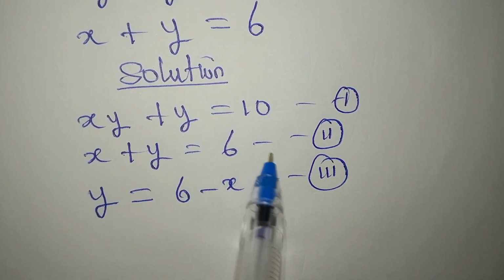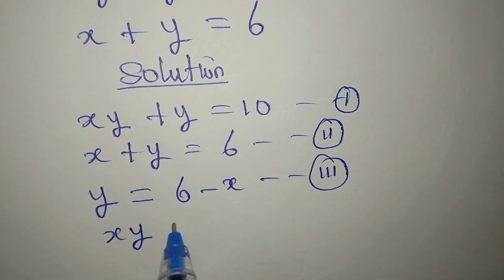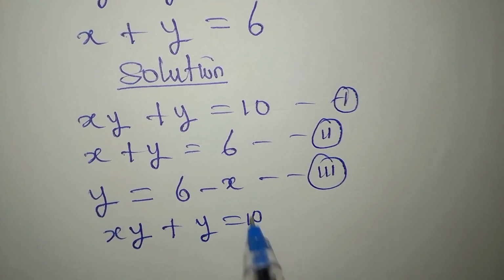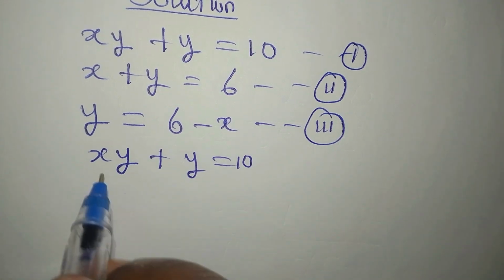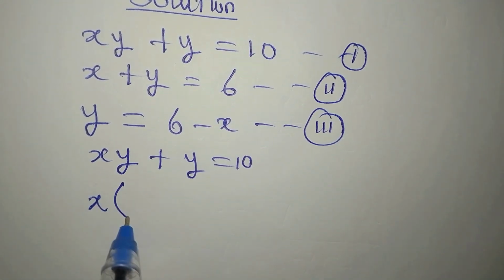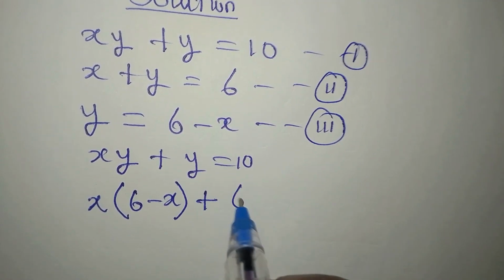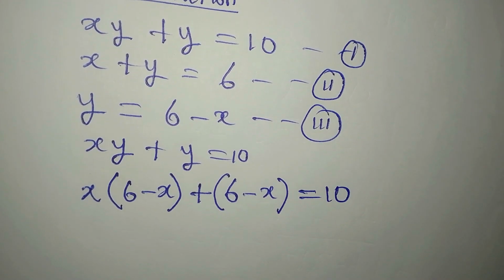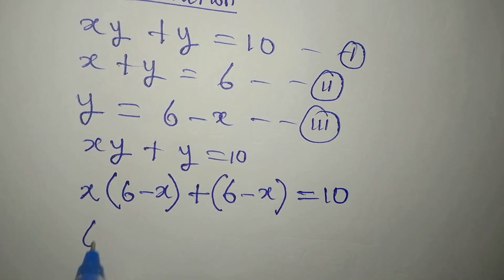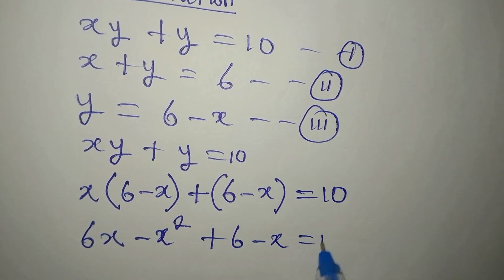Now let's see how we deal with this. Since it is equation 2 that gave us equation 3, let's put this into equation 1, which is xy plus y equals 10. So we do that right away, and I write x. In place of y, I write 6 minus x, then plus y is still 6 minus x. Then this is equal to 10. Let's multiply 6 times x, that will be 6x. This times this, that is minus x squared. Then we have plus 6 minus x equals 10.